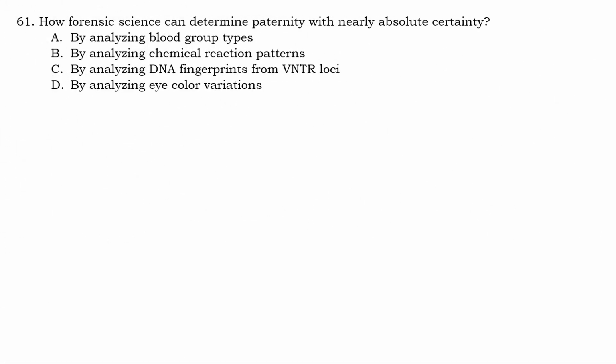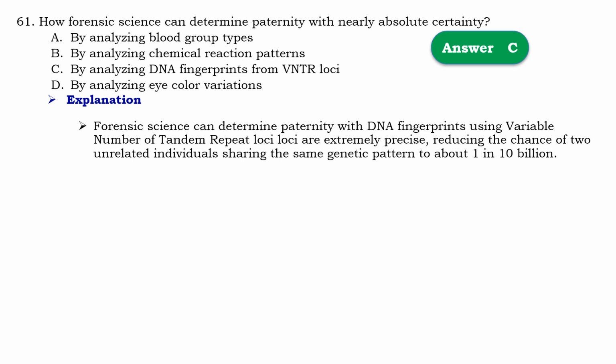Question number 61. How can forensic science determine parentage with nearly absolute certainty? So the answer will be C, by analyzing DNA fingerprints from VNTR. It means that forensic science can determine parentage with DNA fingerprints using variable number of tandem repeat loci, which are extremely precise, reducing the chance of a related individual sharing the same genetic pattern to about 1 in 10 billion.